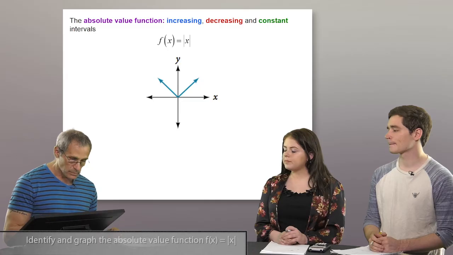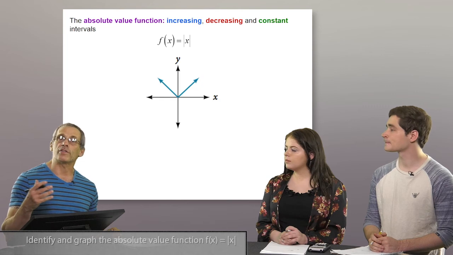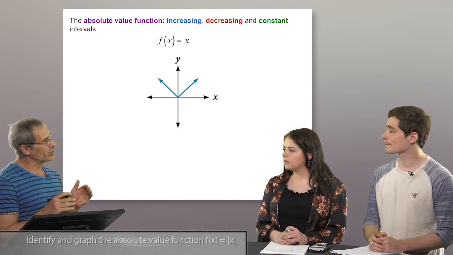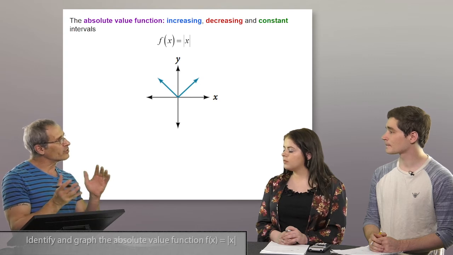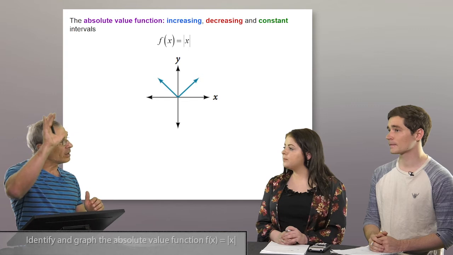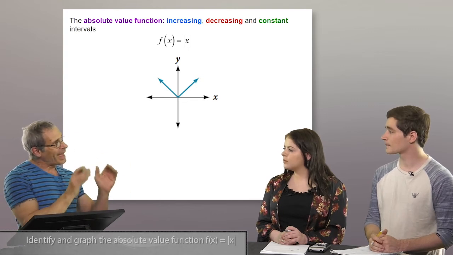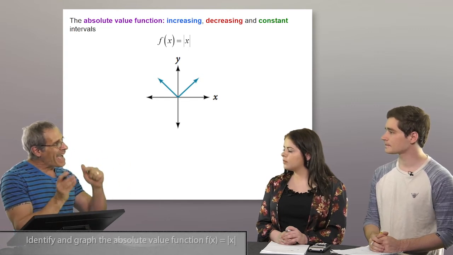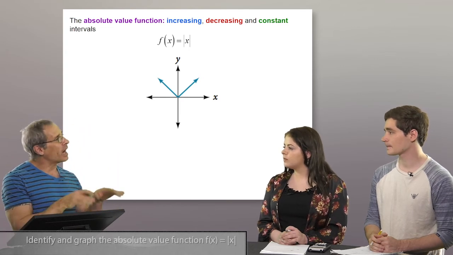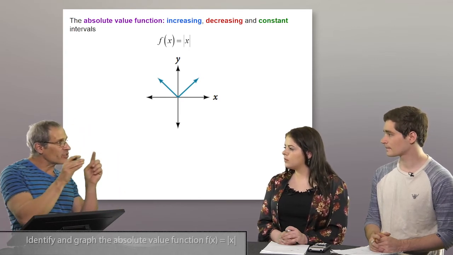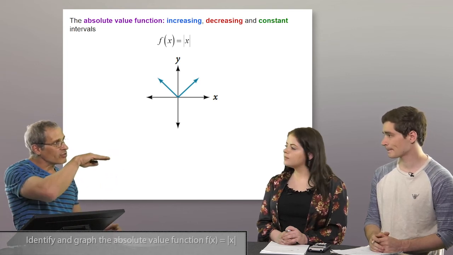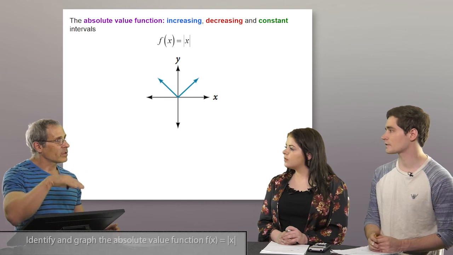Last, we're going to look at intervals where the function is increasing, decreasing, or constant. With increasing intervals, as the inputs increase, the outputs also increase, so the graph goes up. For decreasing intervals, as the inputs increase, the outputs decrease, and so the graph goes down. For constant intervals, as the inputs increase, the outputs stay the same, so the graph is level, horizontal.